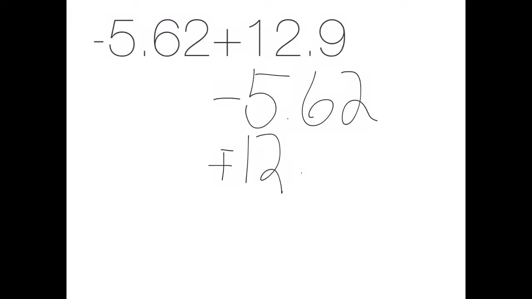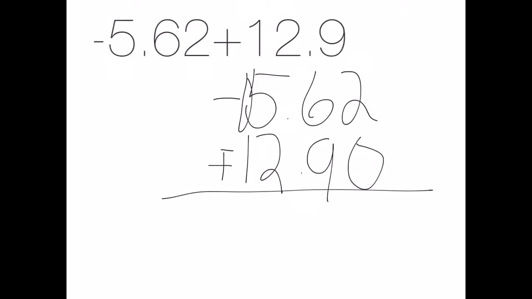In order to add decimals, you must line them up first, or rewrite them. So, -5 and 62 hundredths plus -12.9. You must use zeros as placeholders, so like that. Now you add like normal.